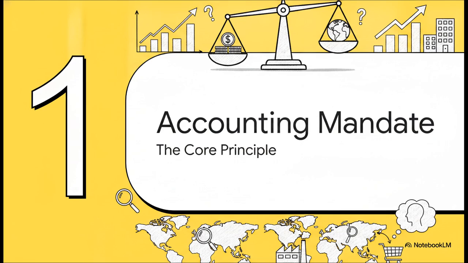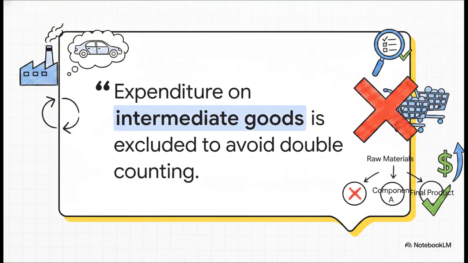Section 1, the Expenditure Accounting Mandate. Let's take a look at our core principle here. Now, you might be wondering, why are we so obsessed with these rules? What are the stakes? Well, the stakes are nothing less than the accurate representation of a nation's true economic output. If we miscalculate, policymakers make terrible decisions. Read this principle carefully. Expenditure on intermediate goods is excluded to avoid double counting.